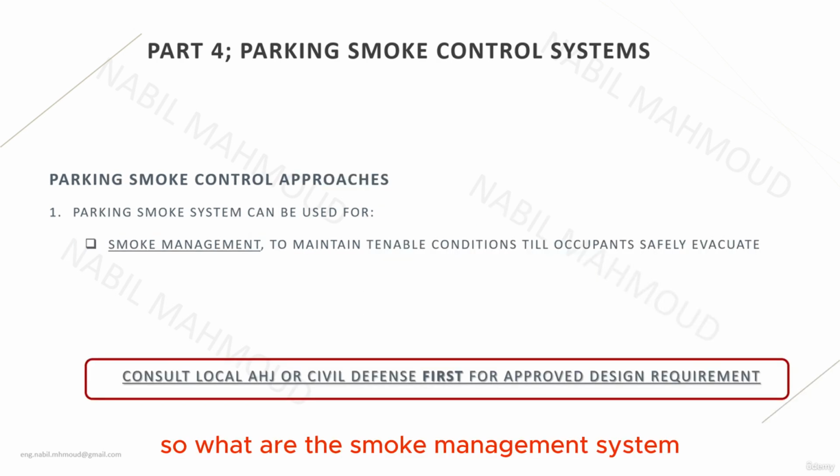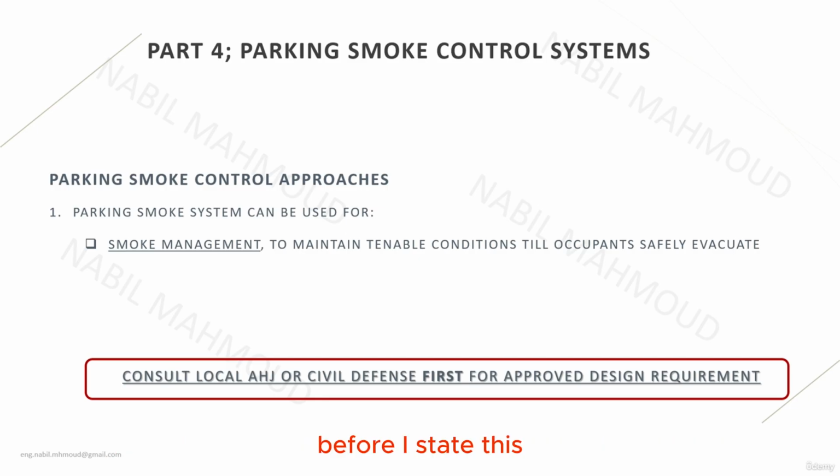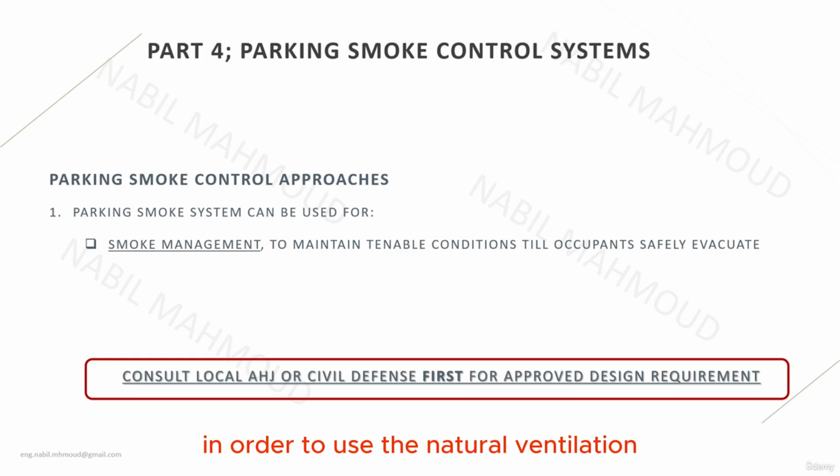So what are the smoke management system approaches that we can use for the parking enclosure? Before I state this, I need to highlight that any ventilation system can be either mechanical or natural ventilation. In order to use natural ventilation, you need to follow the restrictions and requirements I have just stated regarding the minimum areas and locations of the openings, and the sufficient opening area or percentage of the total wall area required in the walls of the parking, in order to classify the parking as open parking and use natural ventilation.